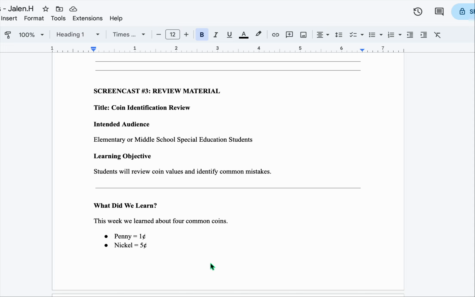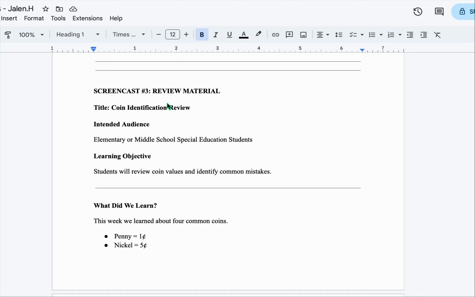Again, jumping into part 3 of our Enhancing Our Instructional Technology Through Screencast. So I wanted to jump right into finishing off our previous lesson. Screencast number 2 was going over what coins are and introducing our students to them. And now this screencast will focus on reviewing that material and going over it for future relevance.